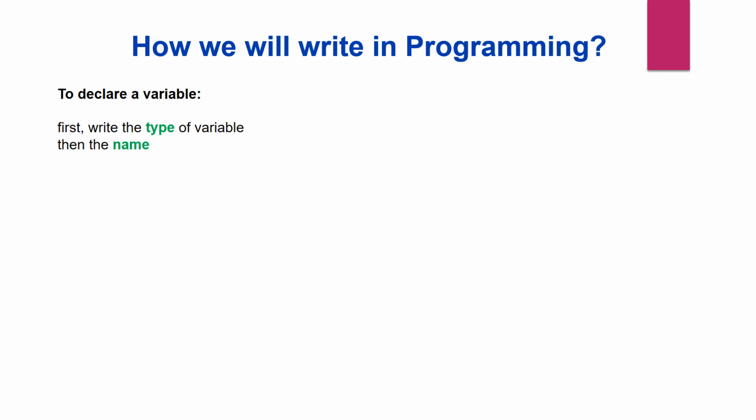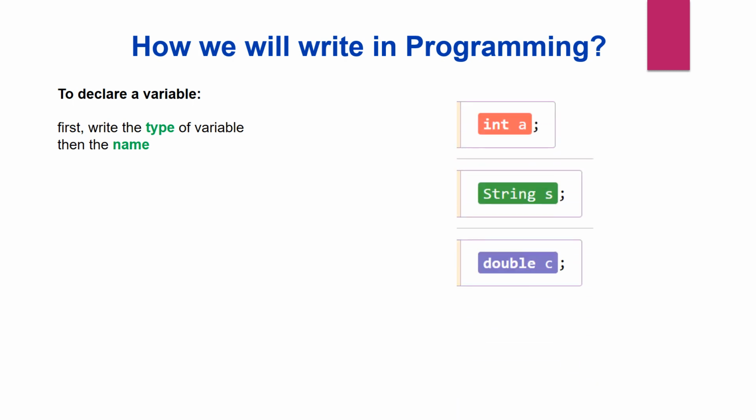To declare or create a variable, first comes the type of the variable, what type the variable will be, then the name of the variable. We can see here the first one is the type of the variable and the second one is the name of the variable. Same goes here: String is the type and S is the name, and double is the type and C is the name. Later we will see what these integers, strings and doubles are.